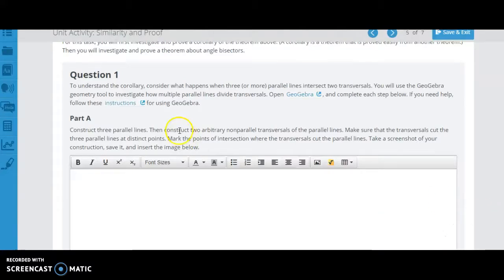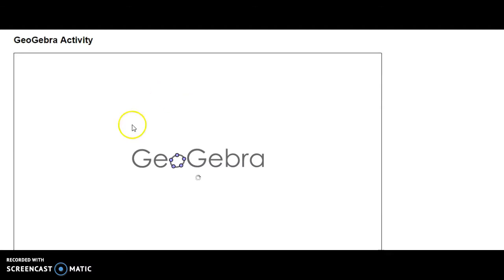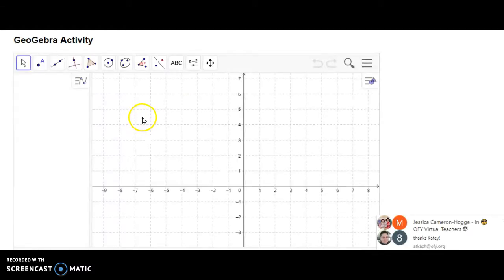Alright, so we're going to look at this Unit 3 activity for Geometry A and how to do this construction. So let's open GeoGebra. And let's see what the directions tell us to do. Construct 3 parallel lines, then construct 2 arbitrary non-parallel transversals of the parallel lines. Okay, so constructing parallel lines. We have some tools that'll help us with that.